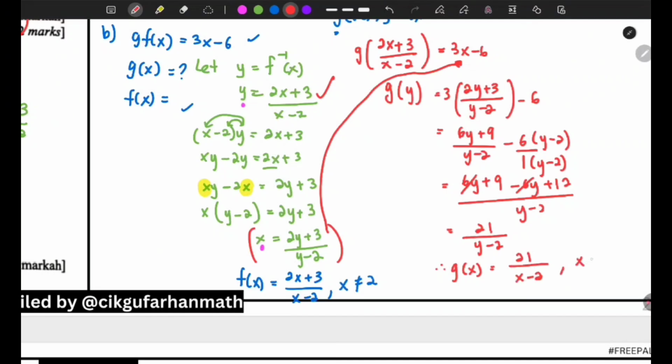And don't forget to do this thing. This thing is very important. If you didn't write that thing, you won't get the final mark, which is the N1. Very important. Don't forget that. Must write.